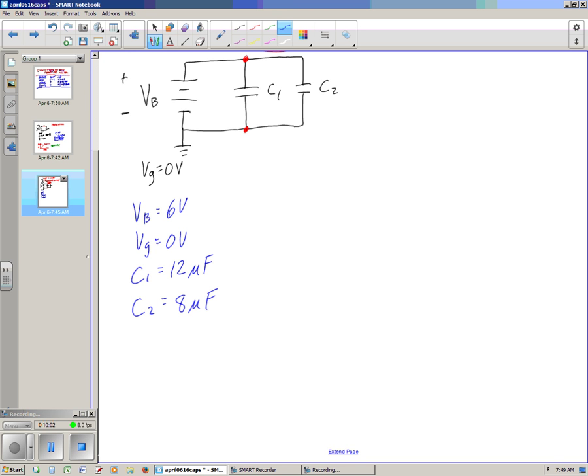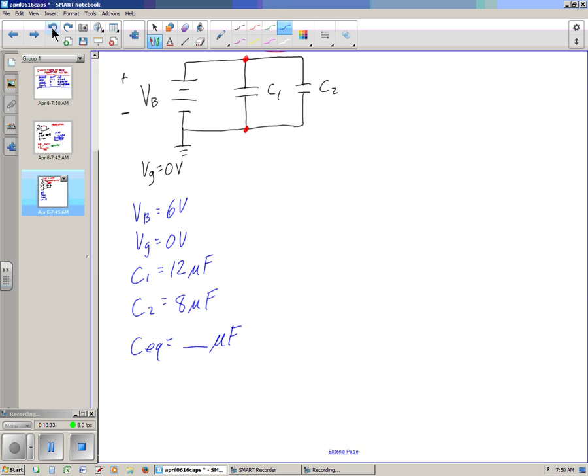What we're going to find is something called C equivalent. And what that means is if I wanted to replace these two capacitors with one, what equivalent single capacitor would I need to get the same results as I do with two? You may wonder, why would you want to do that? Sometimes to simplify the circuit, other times to help you do calculations. In this case, it's going to help us do calculations.